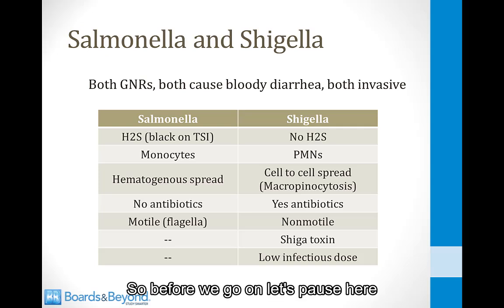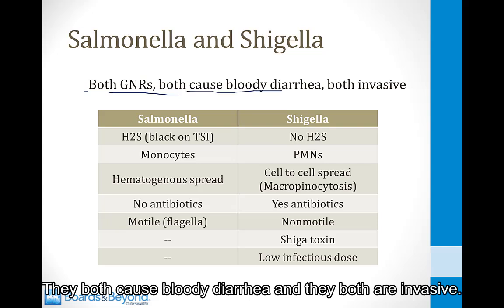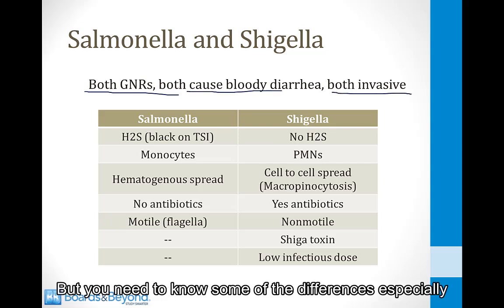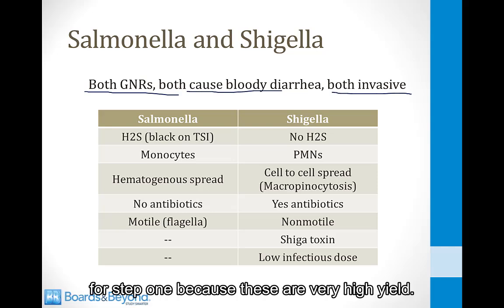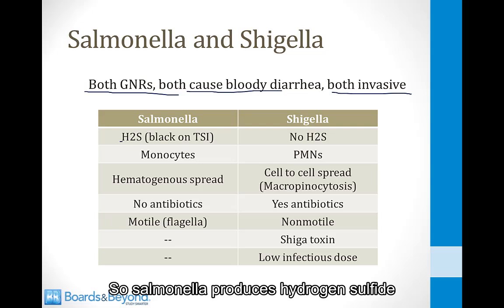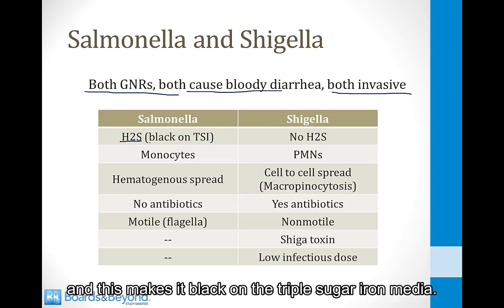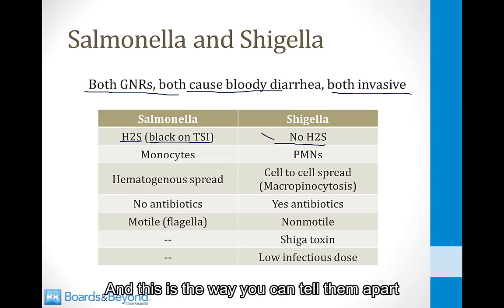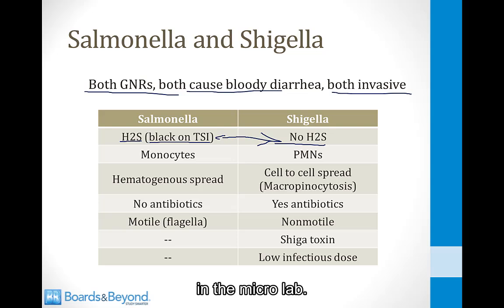So before we go on, let's pause here and talk about the differences between Salmonella and Shigella. They're relatively similar bacteria. They're both gram-negative rods, they both cause bloody diarrhea, and they both are invasive. But you need to know some of the differences, especially for Step 1, because these are very high yield. So Salmonella produces hydrogen sulfide, and this makes it black on the triple sugar iron media. This is not the case for Shigella, and this is the way you can tell them apart in the microlab.